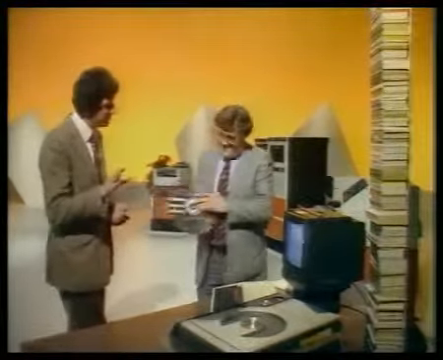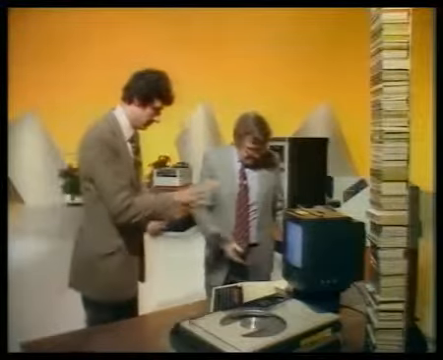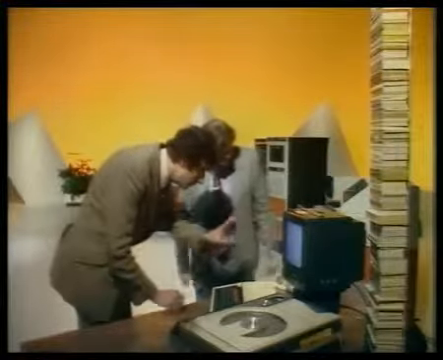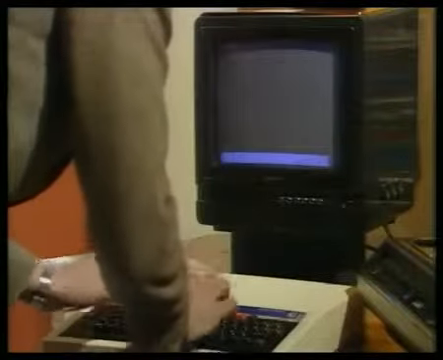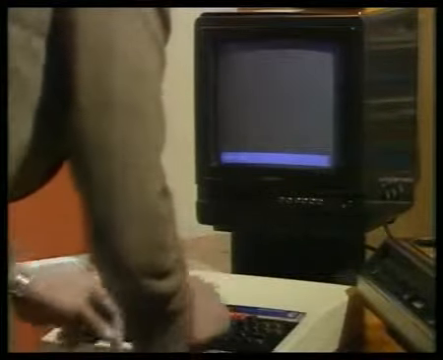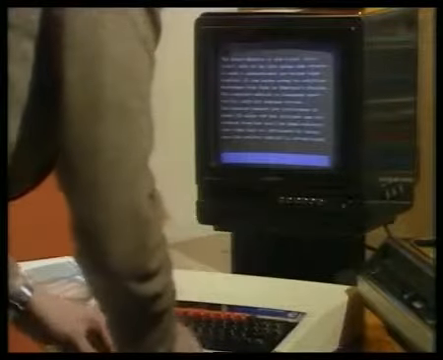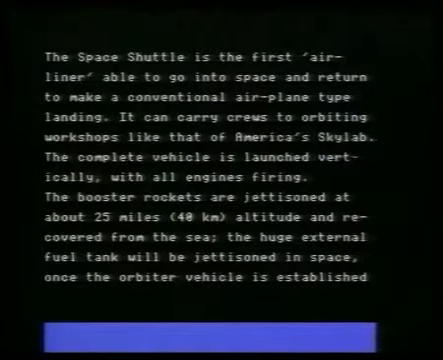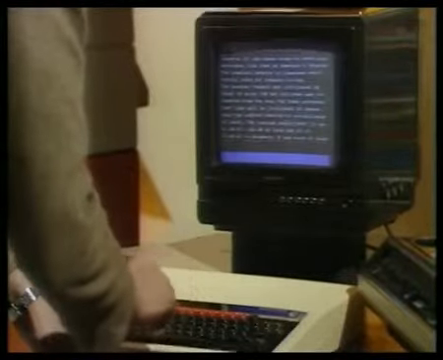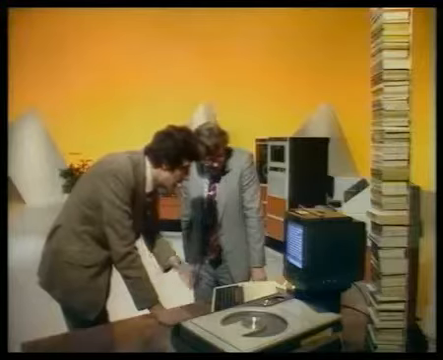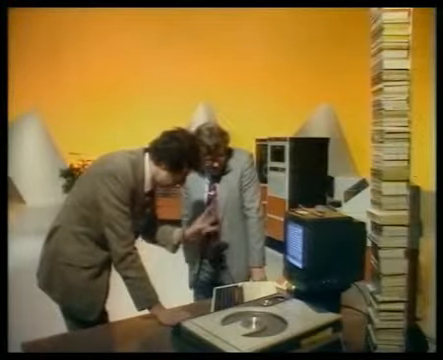Well, let's just peep into the future for a moment, and we've got a little program lined up here, which could be the encyclopedia of the future. If I type in Space Shuttle, and there's your page of information. The book is open for you, and to make the page move so you can carry on reading it, all you have to do is press the space bar. What's more, this is something a video disc could do in the future.